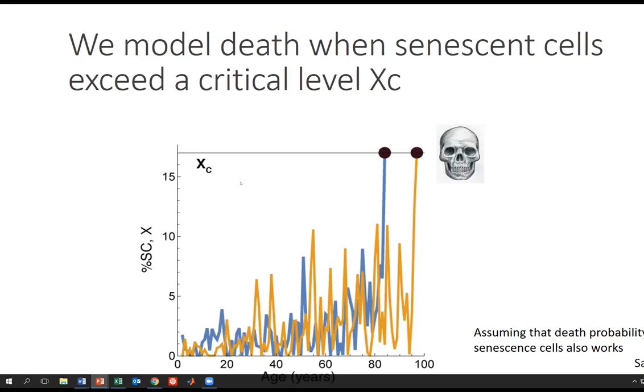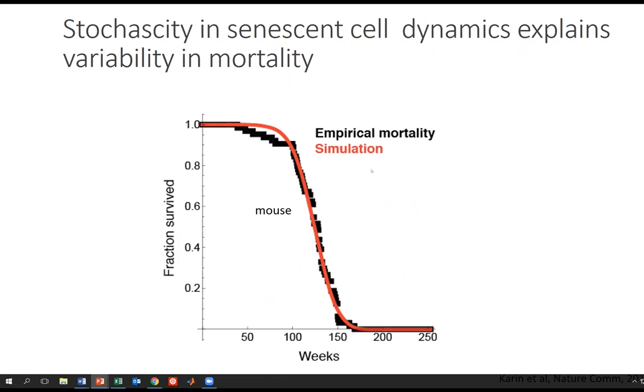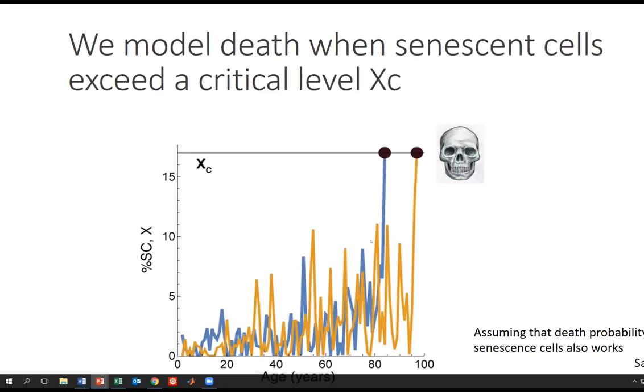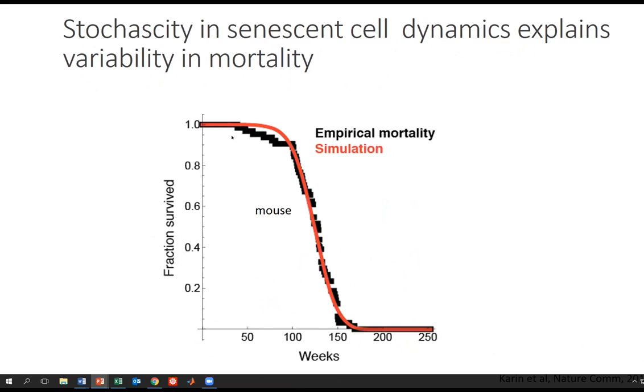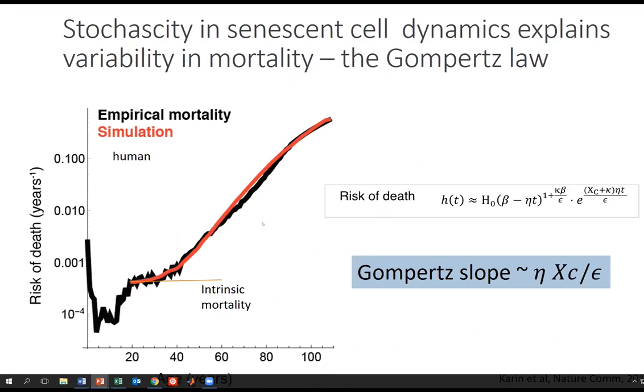So this becomes a first passage time problem. We have a model for the stochastic senescent cells, and we can ask, when does it cross a threshold? The amazing thing is this particular equation that I showed you has the property that crossing a threshold gives you this exponential hazard. So it has the Gompertz law in it, and you can even get the Gompertz slope. It's the rate of damage production, the threshold divided by the noise. By the way, this is the intrinsic mortality we heard about in the previous talk, all the suicides and stuff. So if you add that, you get a pretty good understanding, and you can get parameters for humans.